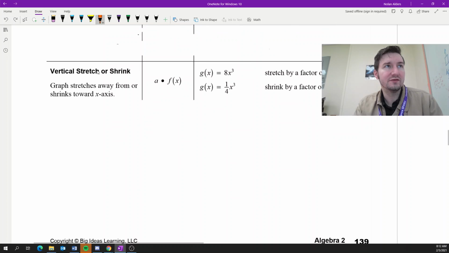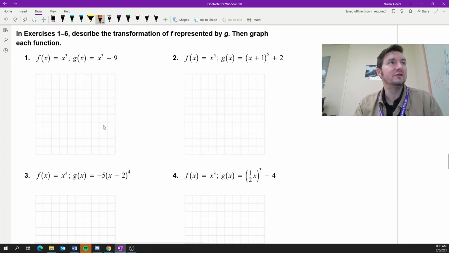And then we also have stretches and shrinks that we get by multiplying a number by the entire function. So it's a stretch if it's a number greater than 1, and it's a shrink if it's a number between 0 and 1. All right. So those are our different transformations. So let's look at a few example problems.